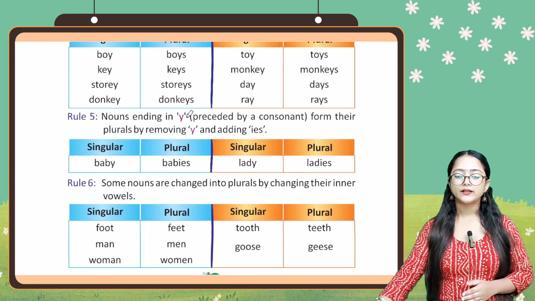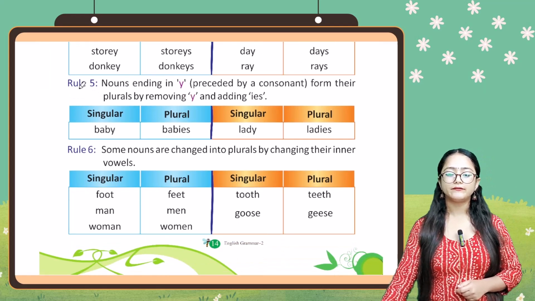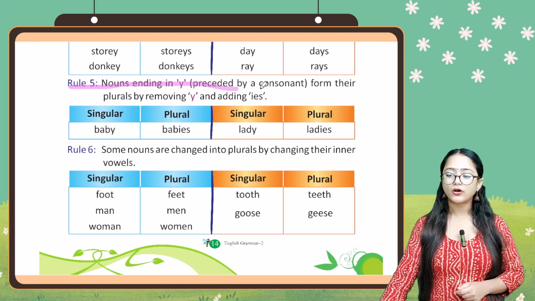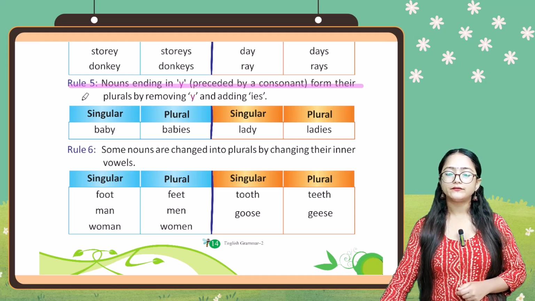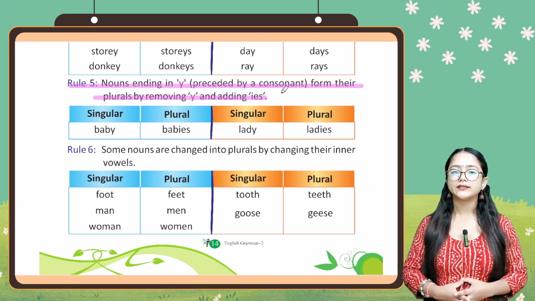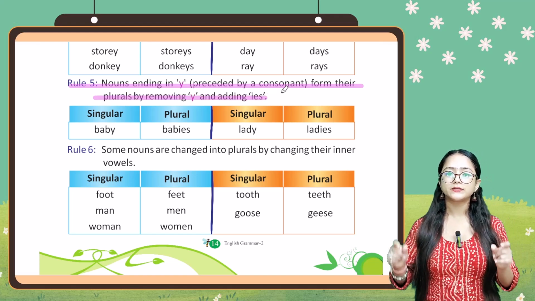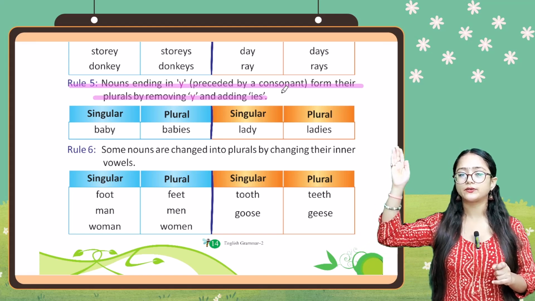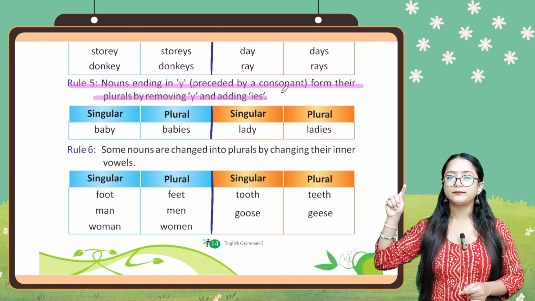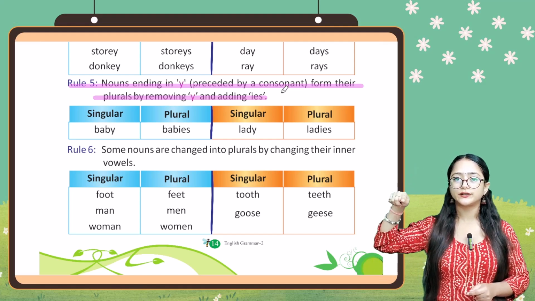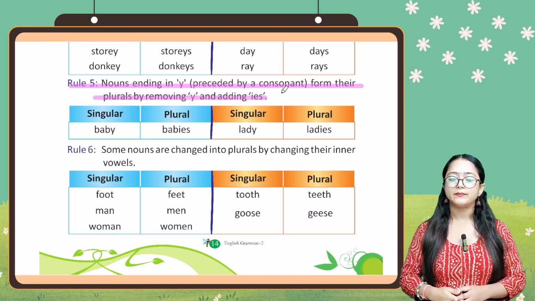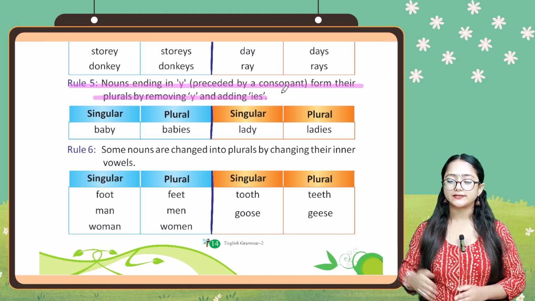Okay. Now let's talk about rule number 5. Nouns ending in Y preceded by a consonant form their plural by removing Y and adding IES. So basically, the Y which comes after a consonant only, you have to remove Y and add IES. For example, baby, babies. Here Y is coming after the consonant letter B. So remove Y and add IES. Babies, then lady, ladies.